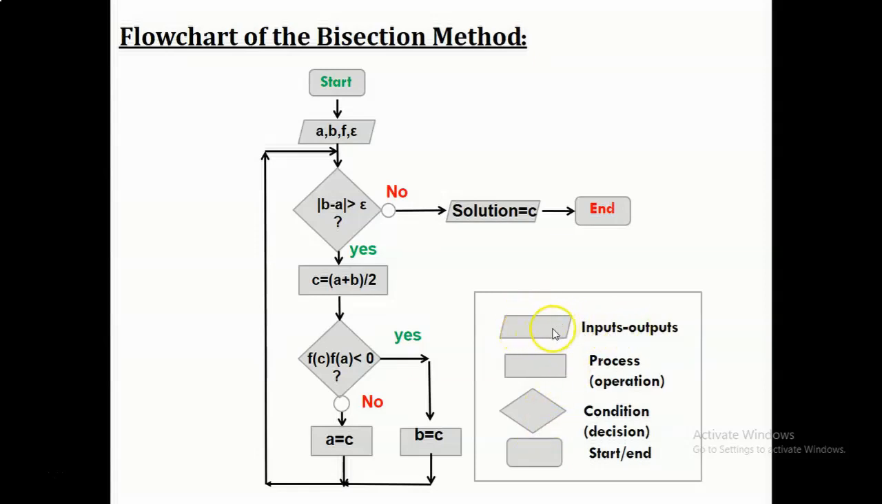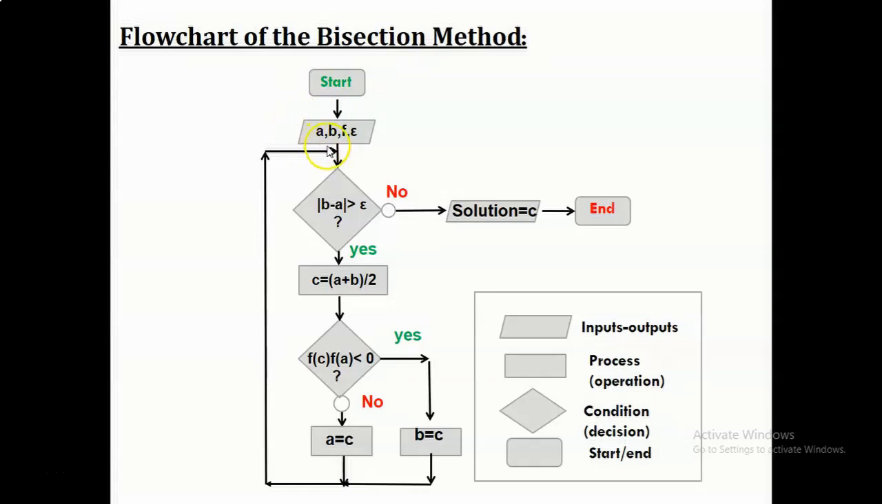So, this shape will represent inputs or outputs of the program. The rectangular shape is for the process or the operations of the program. The diamond shape represents a condition, where a decision has to be made. And finally, this shape is to indicate the start and the end of the program. Now I'll present the flowchart for the bisection method in this case.